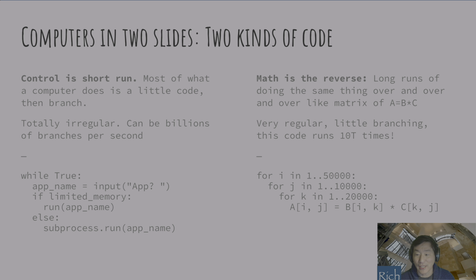So this slide just has a little piece of pseudocode that says, while things are true, you want to input an app name, so you're getting a name from the user. If you don't have that much memory, then you want to run the app right in memory. If you have a lot of memory, then you want to run it as a subprocess. What you notice about this is there are a lot of steps that aren't very long, right? So you're going to get some input, then you do a branch, and then you do this. Otherwise, you do the other thing.